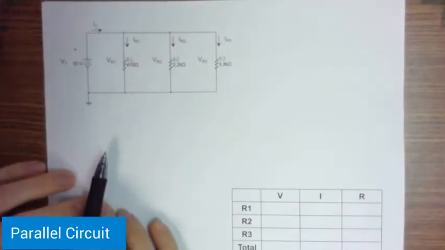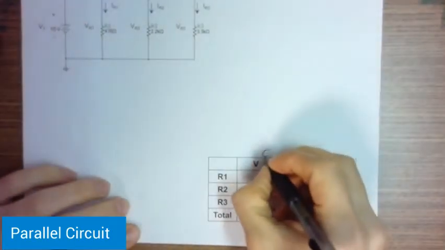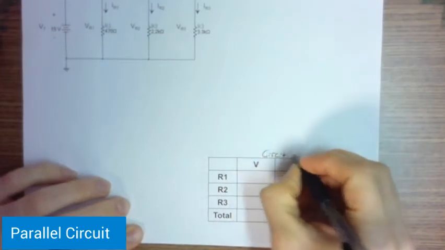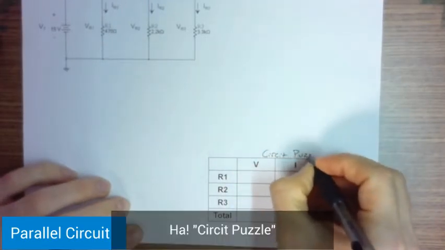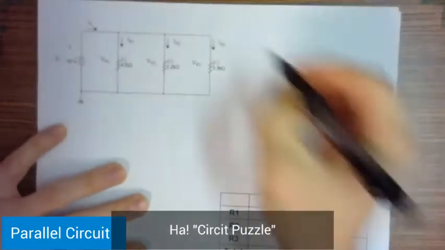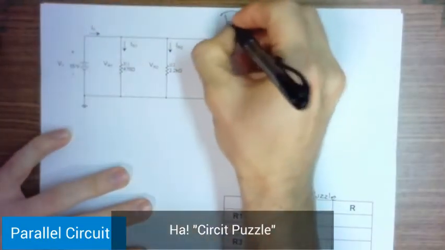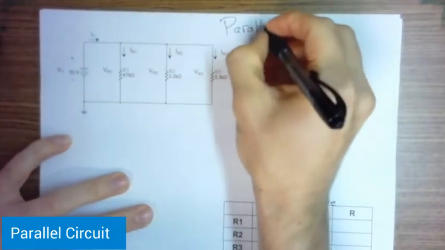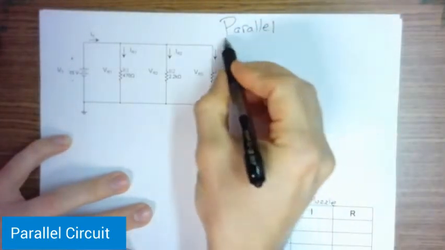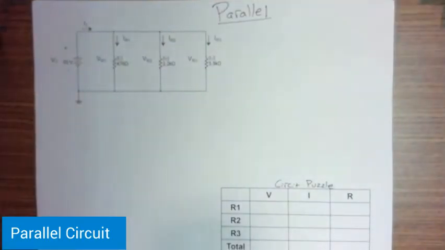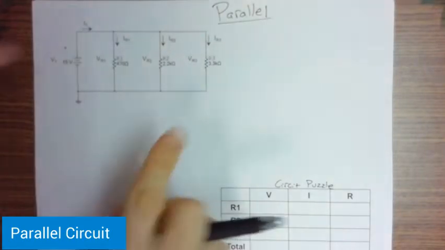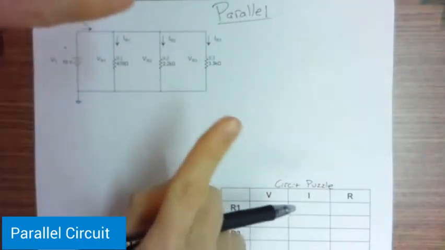So again, we want to calculate everything in our circuit puzzle. And this is for a parallel circuit. So a few things that we know. First, get out your testers. Here we go. Remember your voltage testers.